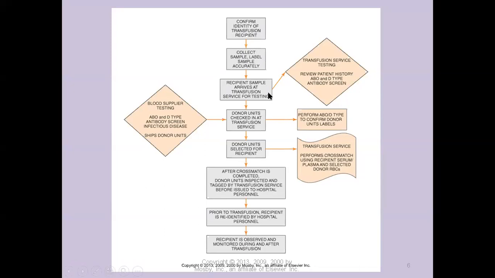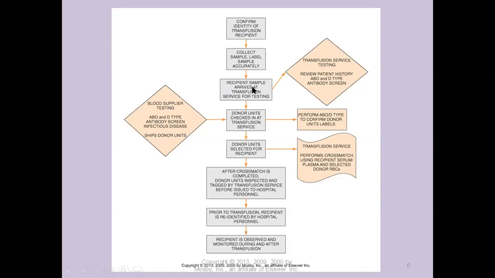So the blood arrives in the blood bank, which is also known as transfusion service, and they're going to be doing some testing on this recipient. So they're going to review to see if they've been to our institution before, and if so, do they have an ABO and Rh type, and have they had a previous antibody screen? Okay, so they will most often do this testing on the new sample as well.